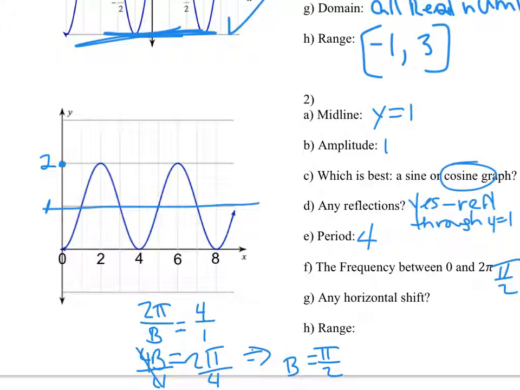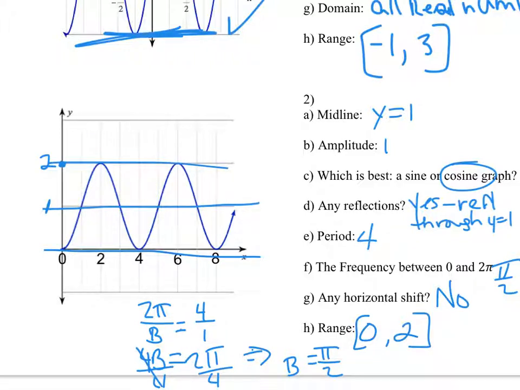Okay. Is there any horizontal shift? Well, it starts at the maximum on the y-axis, so no, there is no horizontal shift. And what's the range? Well, the lowest possible value is 0, and the highest possible value was 2, so that's the range.